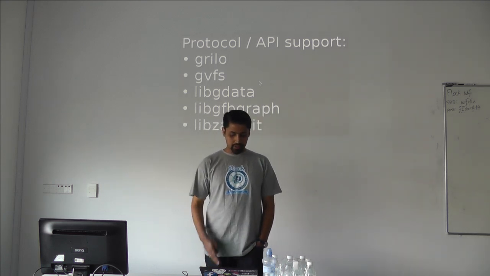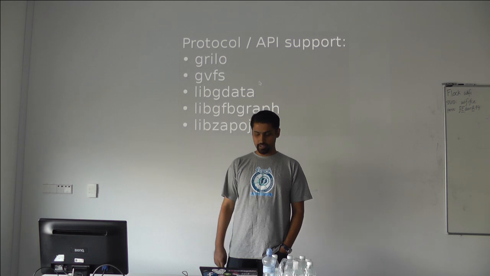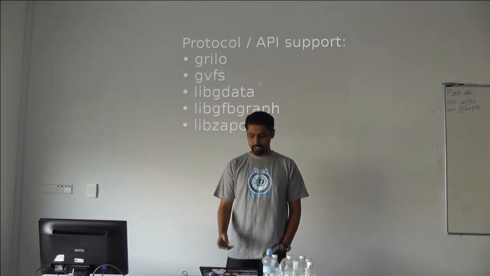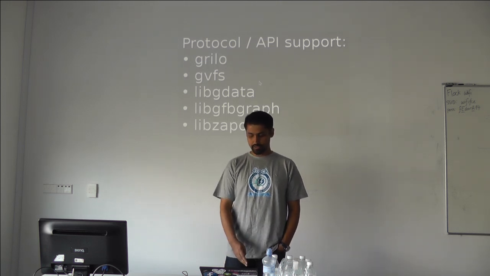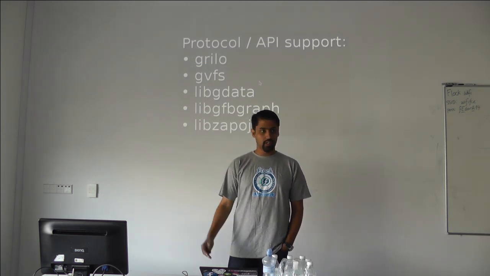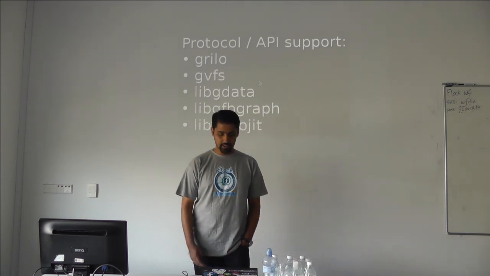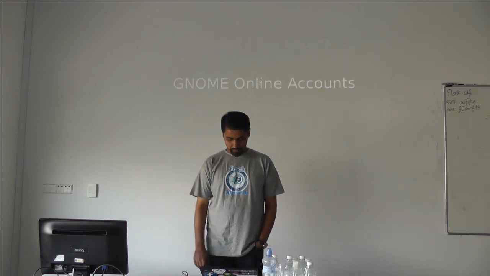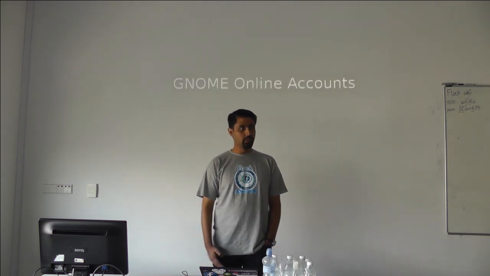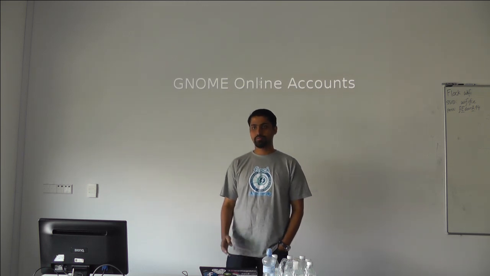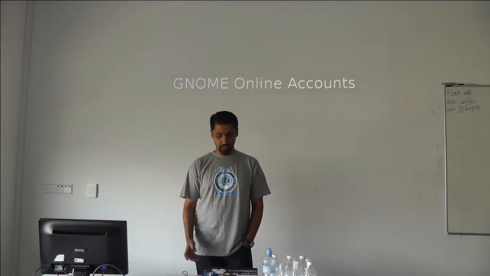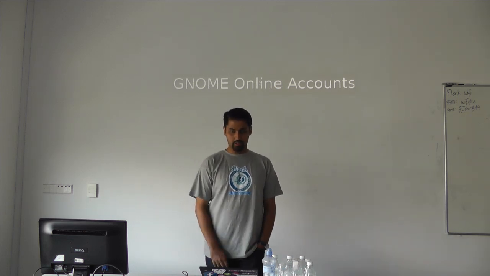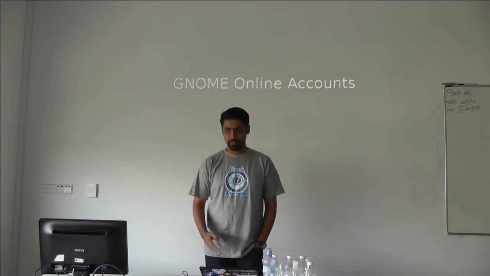So we use Grilo, we use GVFS, where we have the WebDAV backend, which is useful for OwnCloud, and we have a whole lot of other libraries: libgdata is for the Google APIs, then there is GFBGraph for the Facebook Graph API, and then there is libzapojit, which is basically the Microsoft OneDrive implementation. And we use GNOME Online Accounts, which has also been around for a while. This is basically the single sign-on service for GNOME. So you add your account here, and the applications pick up the information from your settings, the Online Accounts panel, and do things.